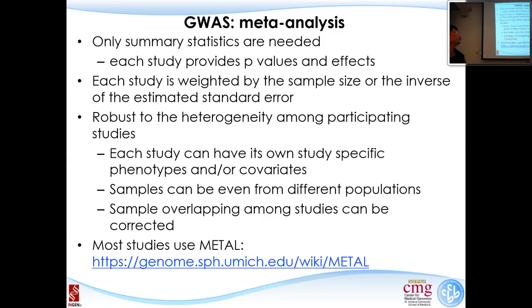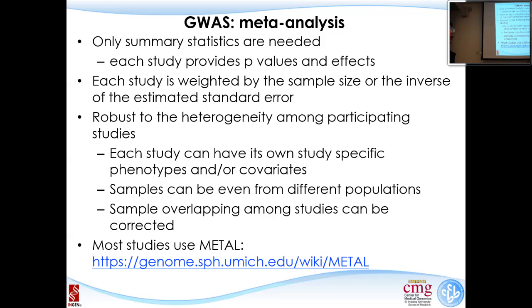You can also use the inverse of the estimated standard error. It's basically the same idea. And because you are not dealing with individual genotype data, it's kind of robust to study-specific heterogeneity among participating studies. As long as your phenotypes are similar, not dramatically different, for each study you just include whatever covariates you want.